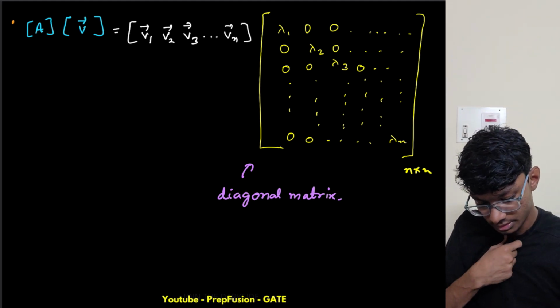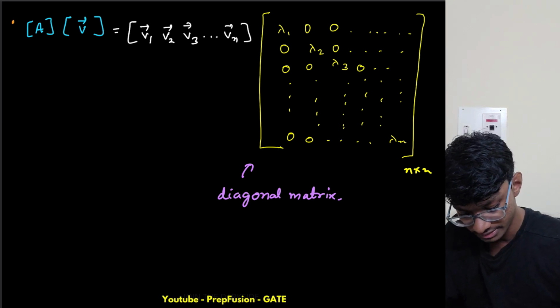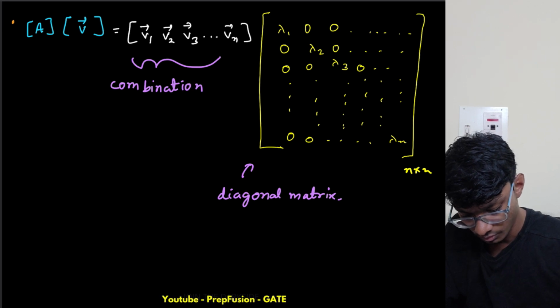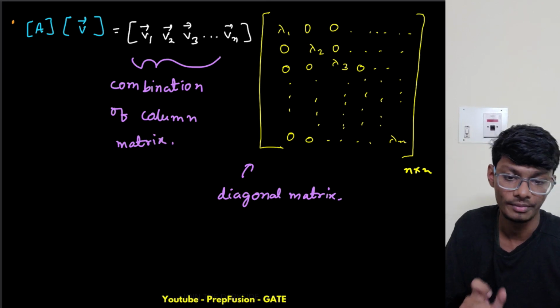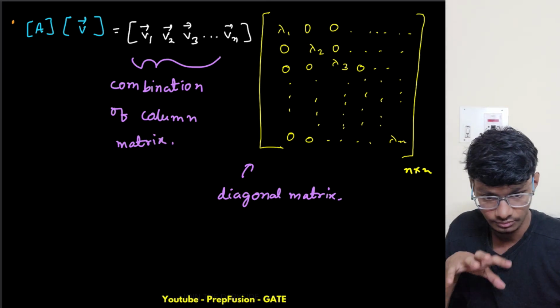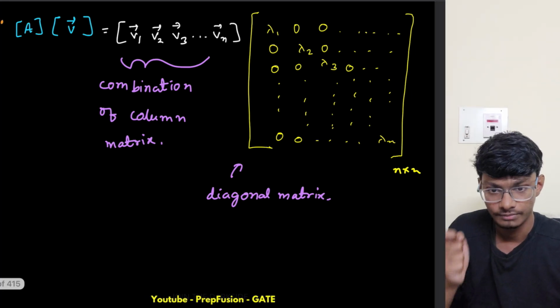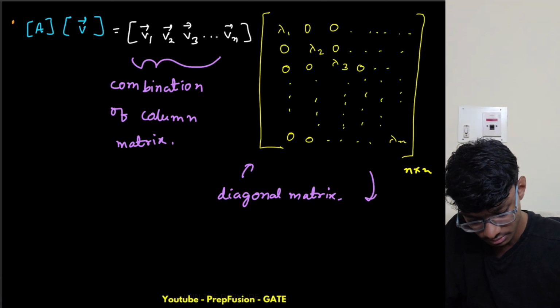So yeah, this is the V, okay. Now let me solve this. So this also I can write as a combination of column matrix, okay. So this is basically what this is. Now let me expand this. I will write this matrix as D matrix, right?